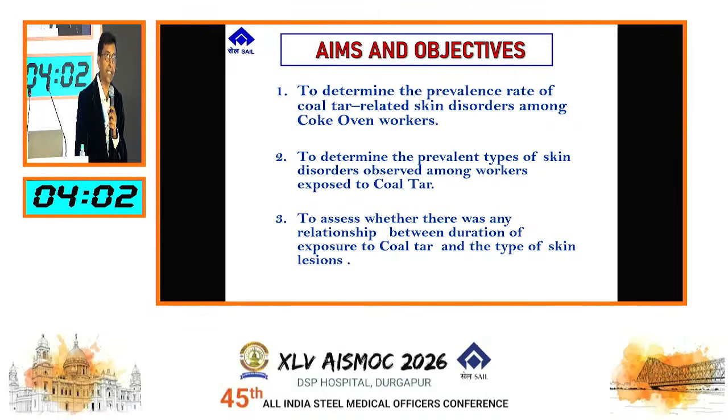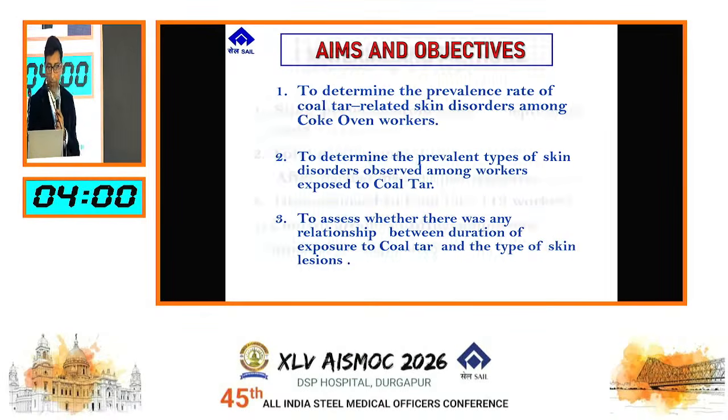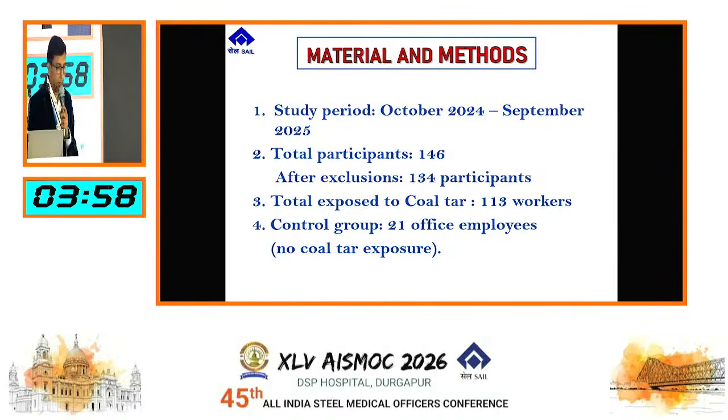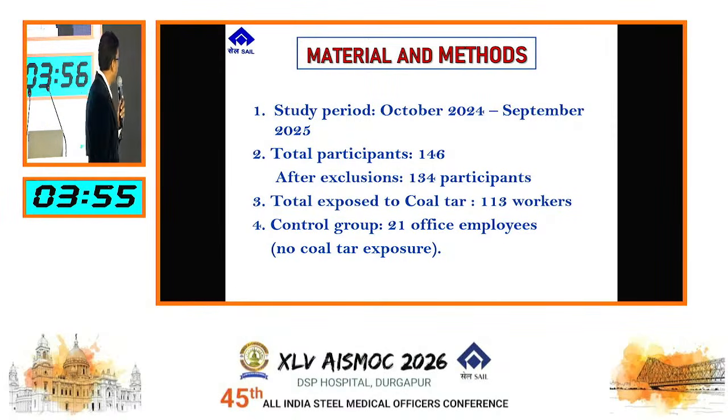So, a study was conducted between October 2024 to September 2025. The total sample size was 146, but after applying the exclusion criteria, the sample size got reduced to 134, out of which 113 were employees who were exposed to coal tar, while 21 were employees who were posted in office section of the plant and had no exposure to coal tar at all.